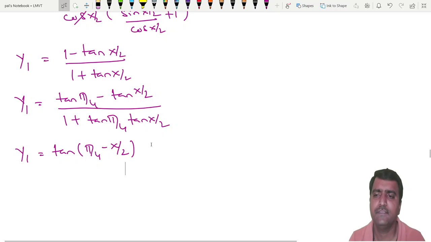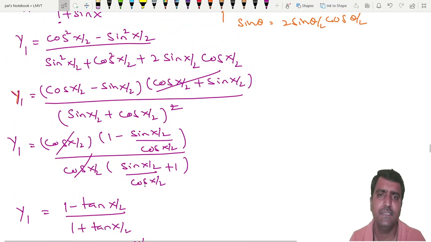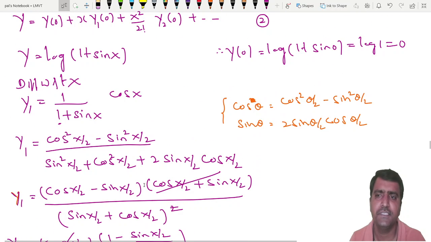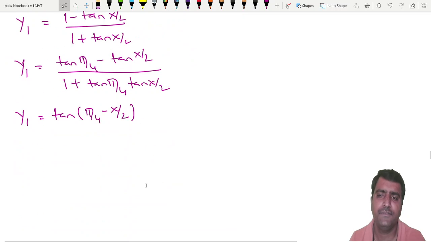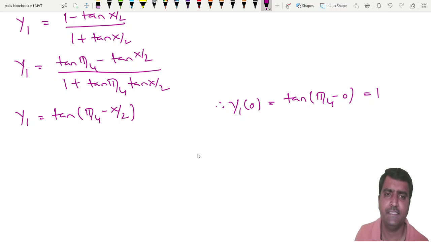Otherwise, if you are not simplifying like this, then we are facing some difficulties in doing the differentiation. So to avoid all those difficulties, I have just simplified that y1 like this. y1 is equal to tan of pi by 4 minus x by 2. Now you calculate what is y1 of 0. So therefore y1 of 0 is equal to tan of pi by 4 minus 0. Tan pi by 4 is tan 45 degree, it is 1.